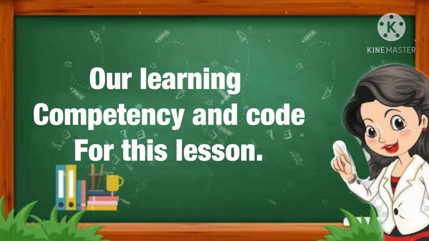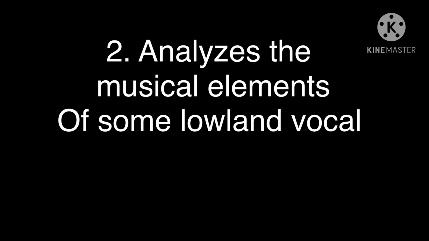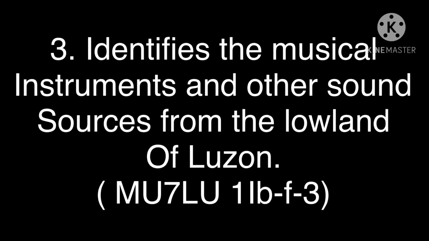Our learning competencies and code for this lesson are: describes the musical characteristics of representative music selections from the lowlands of Luzon after listening. Number 2, analyzes the musical elements of some lowland vocal and instrumental music selections. Number 3, identifies the musical instruments and other sound sources from the lowland of Luzon.